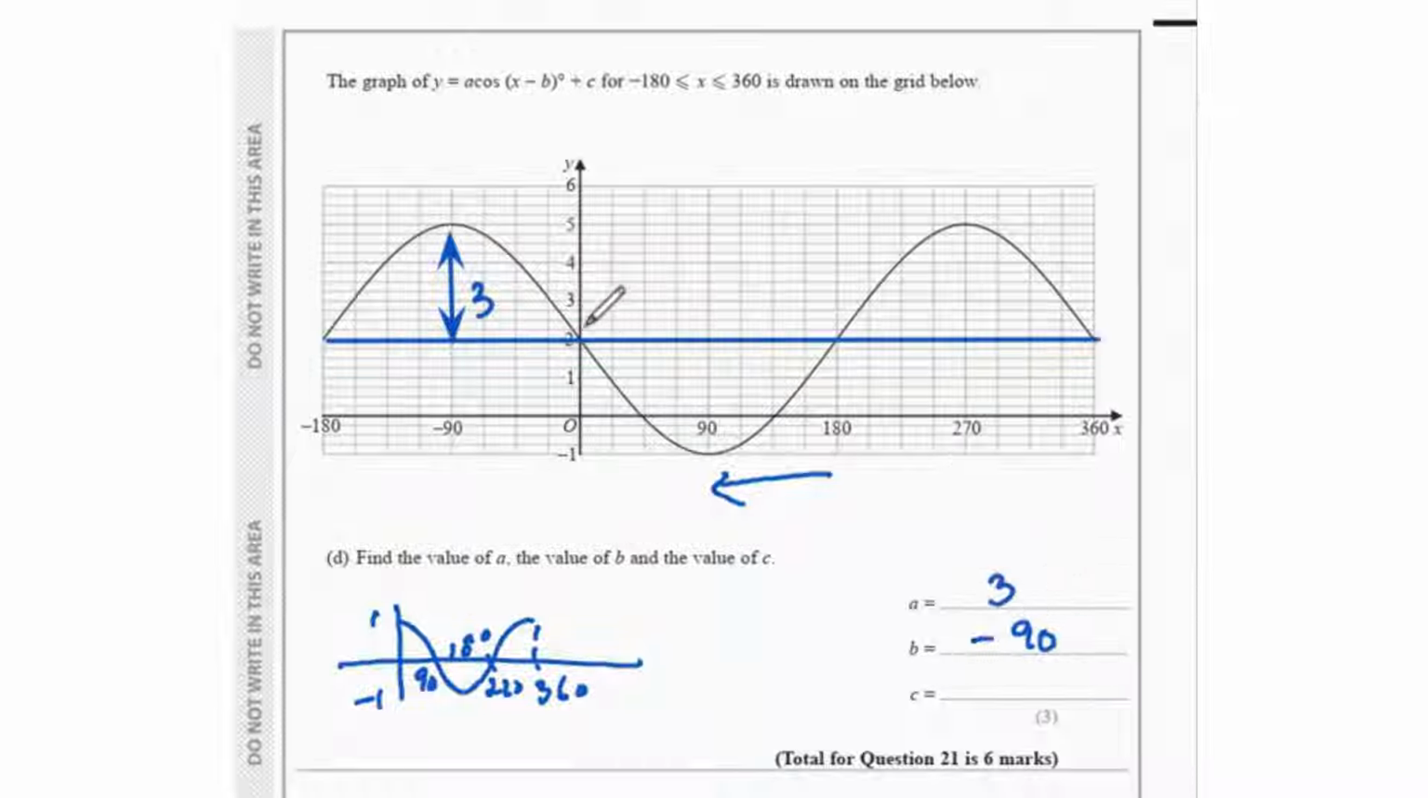And for the vertical transformation, we can see that the graph has moved 2 units up. Because this was your axis, now this is the axis, it has shifted up. So C is 2, A is 3, and B is -90. So that is your answer for this question.